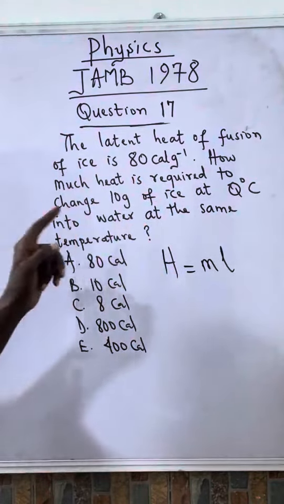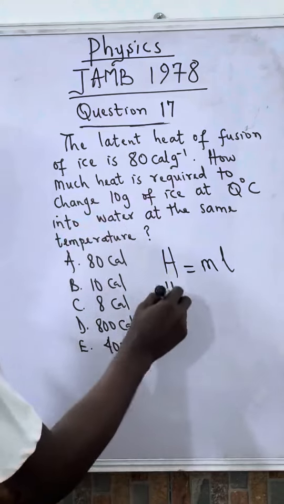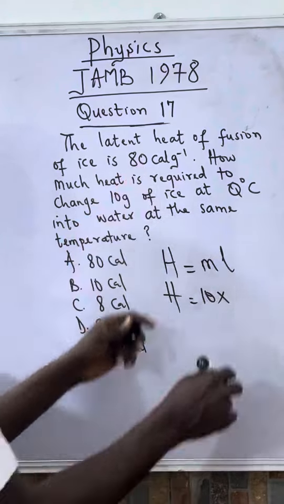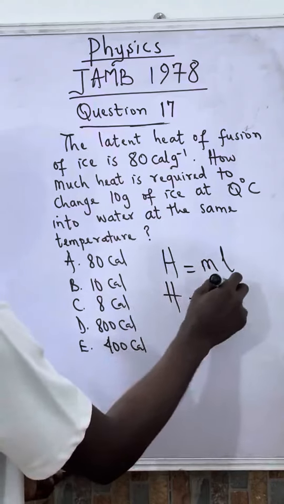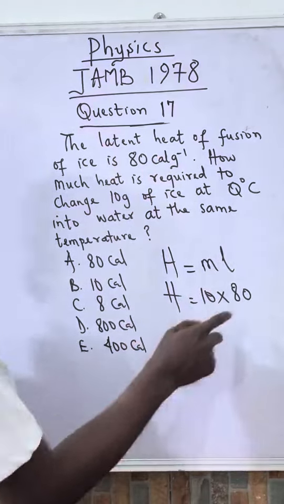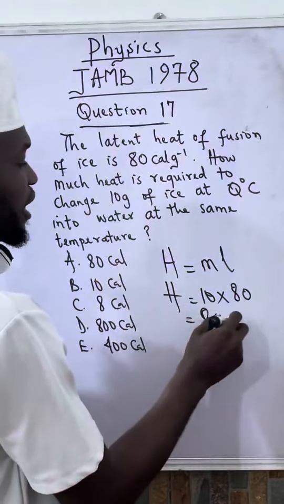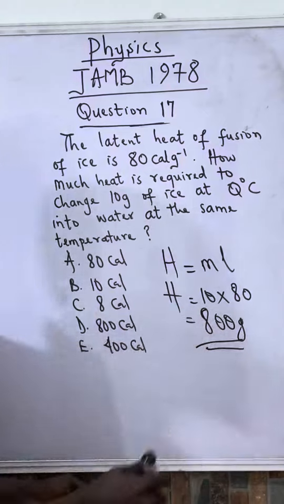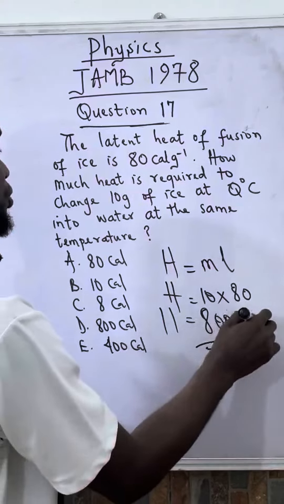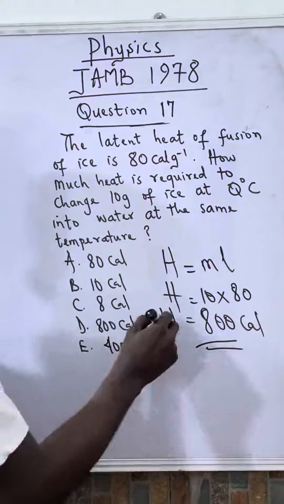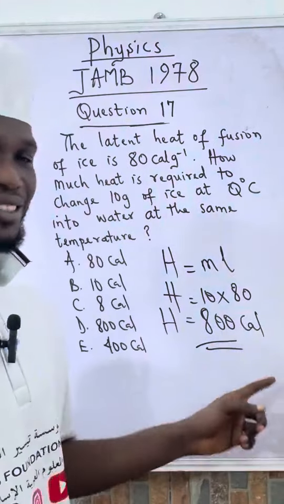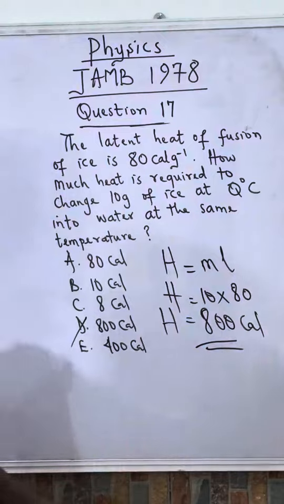Looking at this question, we are given 10 grams of ice. So H is equal to 10 times L, and L is the latent heat of fusion of ice, which is 80 calories per gram. If you multiply these two together, you have 800. So this is the amount of heat, 800 calories. Calorie is the unit of heat in this case. So the correct answer is 800 calories.